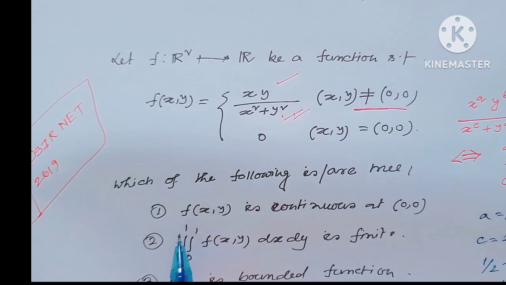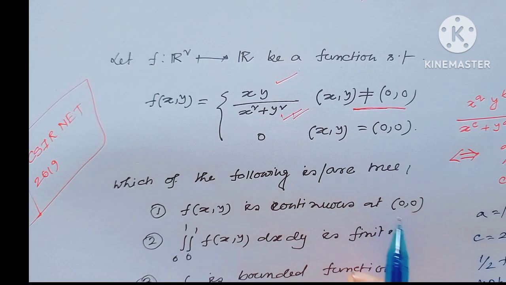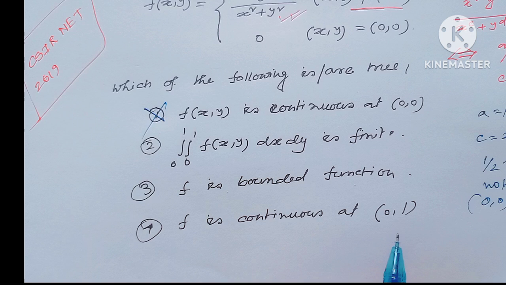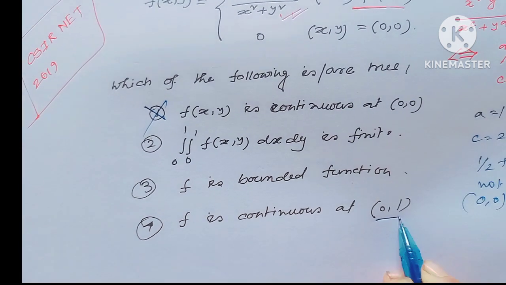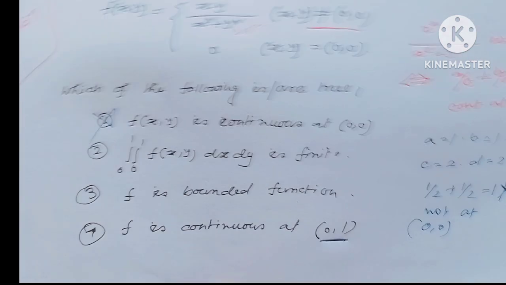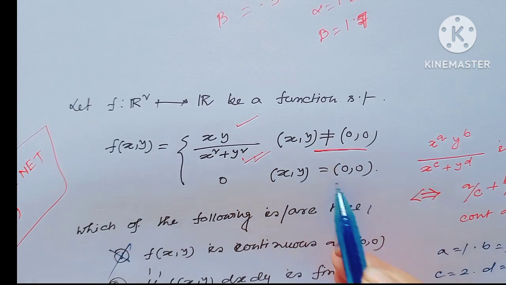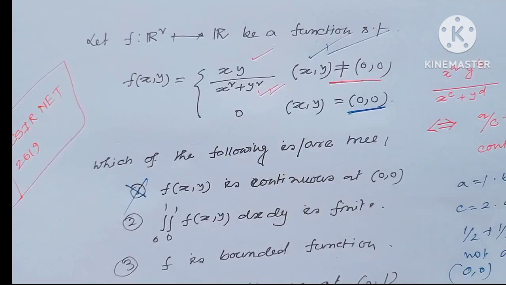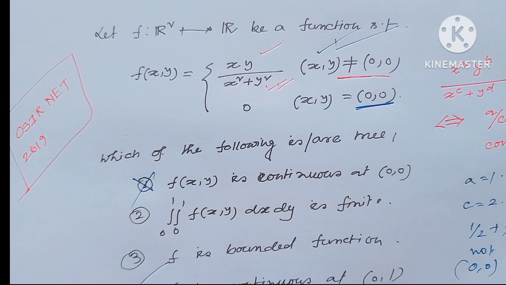Here notice option 1, f(x,y) is continuous at (0,0), is the wrong option. And option 4 says f(x,y) is continuous at (0,1). The function is only not continuous at the point (0,0); otherwise the function is continuous. So this is the right option.